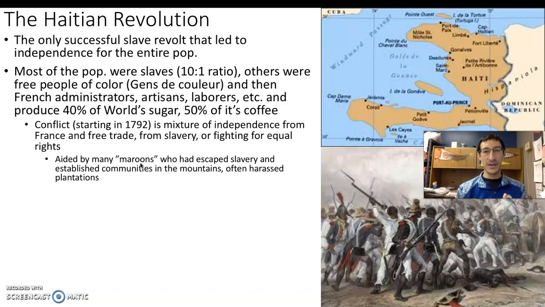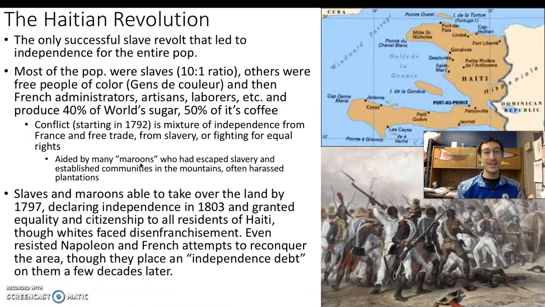And so they join with the slaves and the free black people, the gens de couleur, in Haiti, and so there's constant fighting back and forth. The British, the Spanish, they get involved. At one point the French try and come back, but they're not able to take over. And so yeah, it makes it really, really unique to the fact that they were essentially able to get independence.